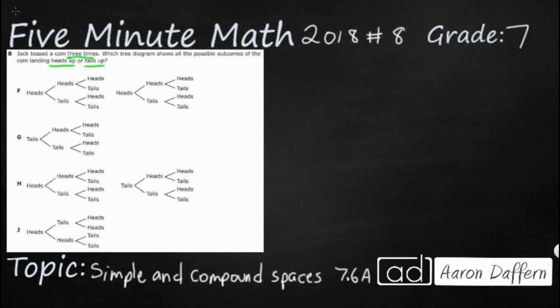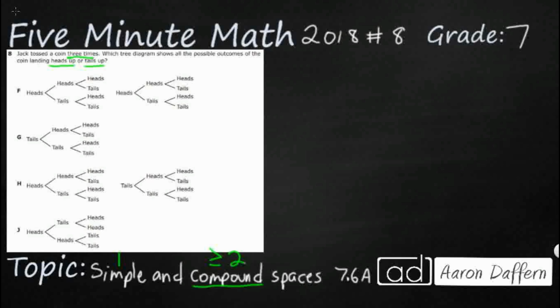Now this is a compound space. A simple event in probability is when there's one possible outcome, like flipping a coin, heads or tails. Compound is when it's 2 or more, so greater than or equal to 2 possible outcomes. In this case, we've got 3 possible outcomes because we're tossing a coin 3 times. So this is definitely a compound event.